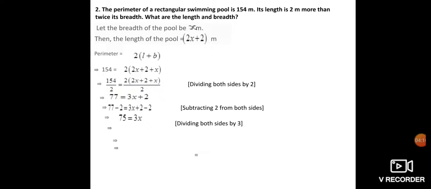To remove 3 from the variable, I need to divide by 3 on both sides. So dividing by 3 on both sides, what will we get? 25 is equal to x. So x is equal to 25. It means the length of the pool will be 2x plus 2. It means 2 into 25 plus 2, that is 52, and breadth is 25. So we have length as 52 meters and breadth of the pool as 25 meters.